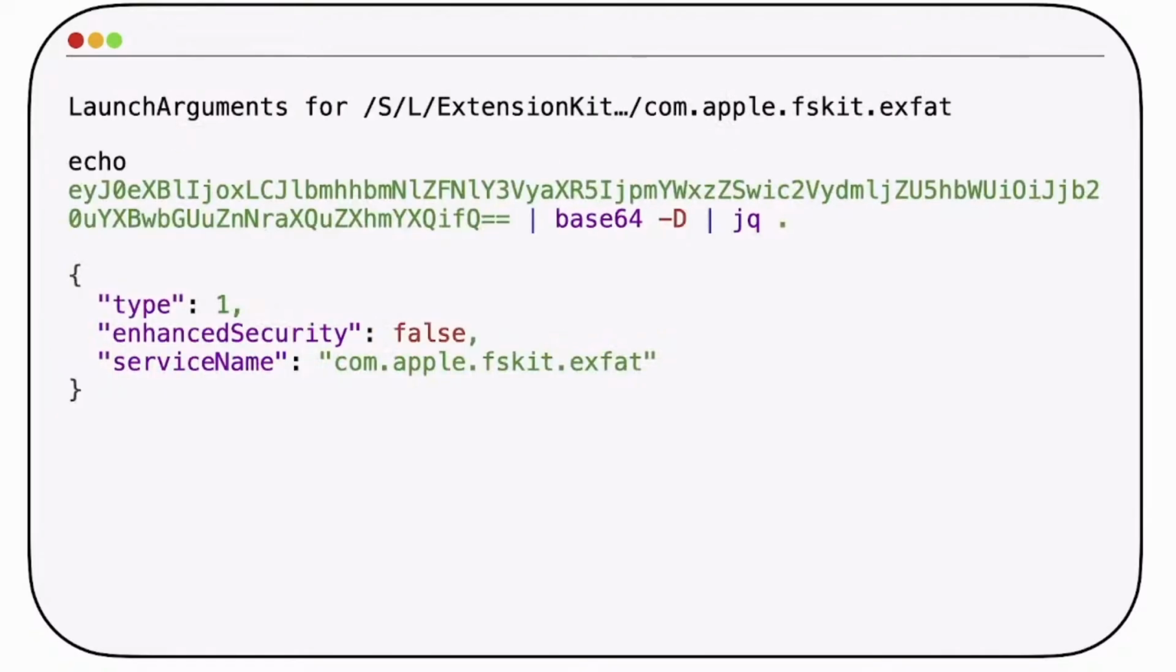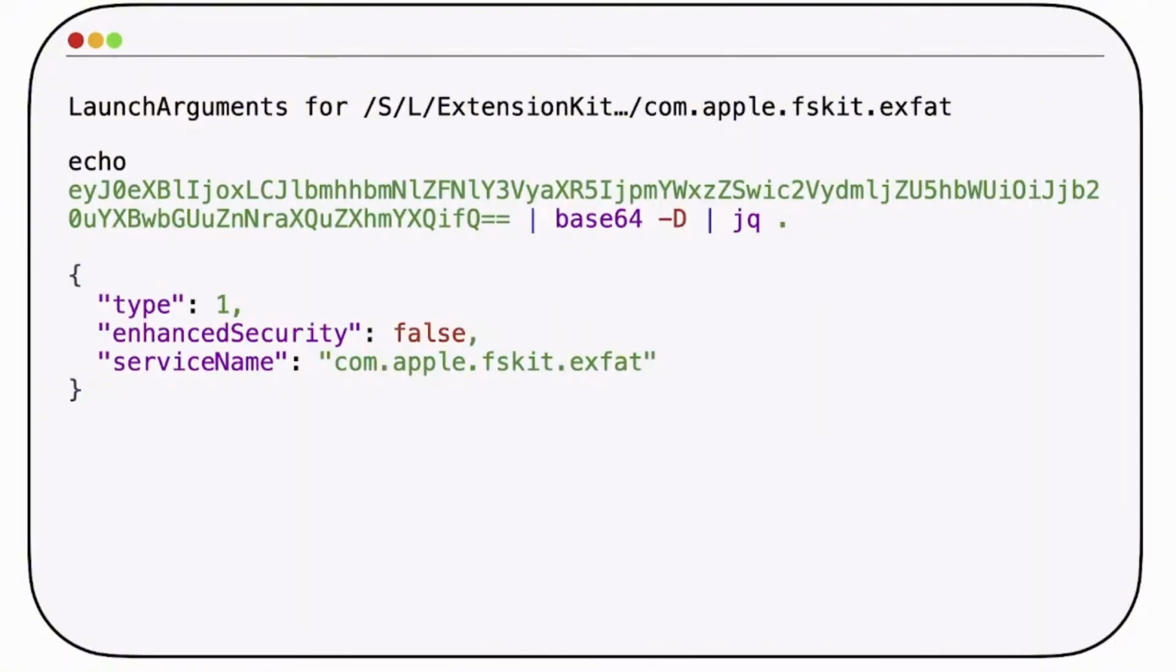So let's just try and decode it, and yeah, it is in fact base64 encoded, and it gives us this blob. There's something called type, which is set to 1 for this exFAT extension. There's something called enhanced security that's set to false. I don't know if this is the new enhanced security on Xcode or not. And that's the service name.